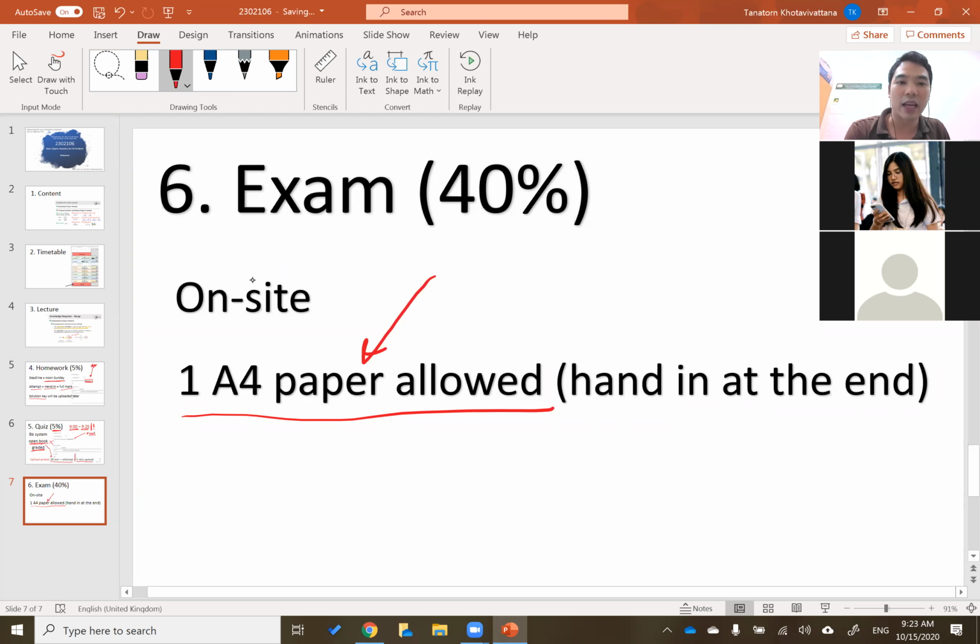This exam will be 40% of the course grade and will be on site. Any question about the exam or anything about the course?